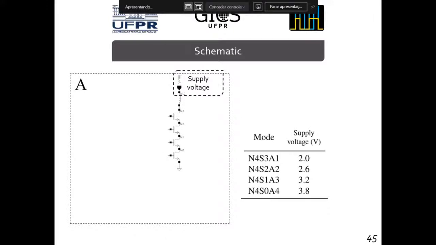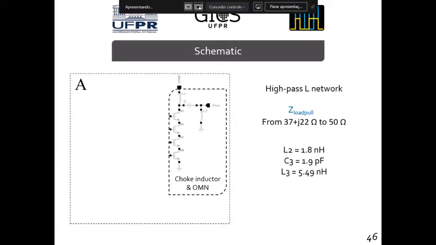The supply voltage is fed through the V-power pin. The supply voltage for the circuit varies from 2 volts to 3.8 volts. The output matching network, which is a high-pass L network, matches the output impedance to 50 ohms. For the presented circuit, the selected load pull impedance is 37 plus j22 ohms. Apart from supplying a DC voltage to the transistors, the choke inductor also participates in the matching.